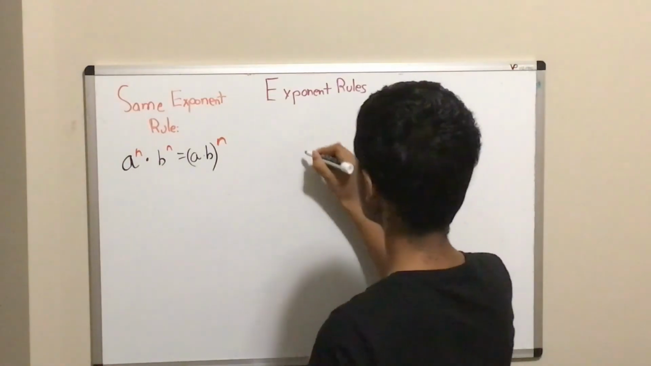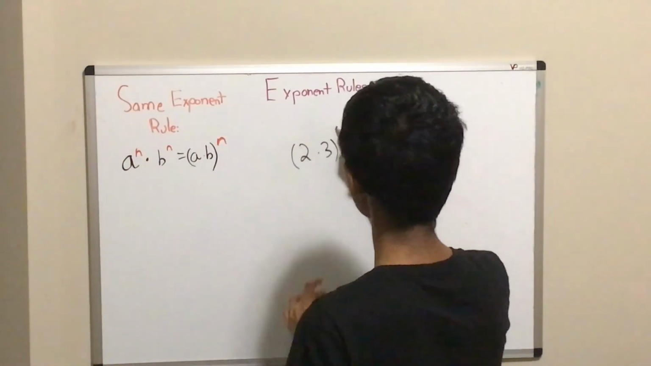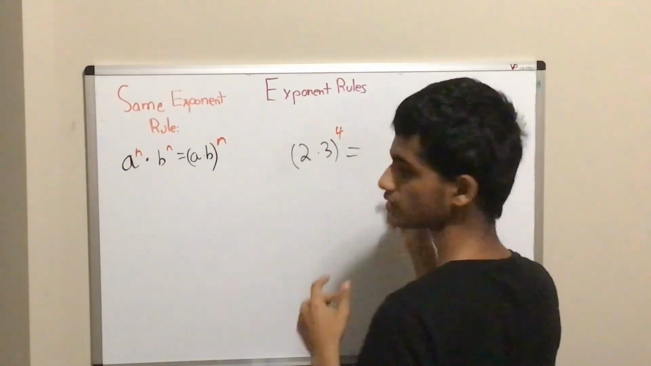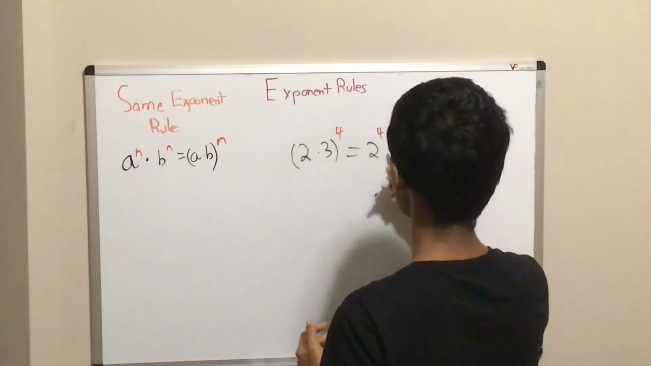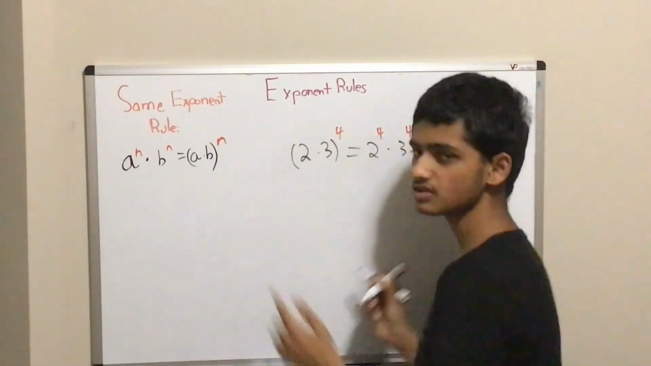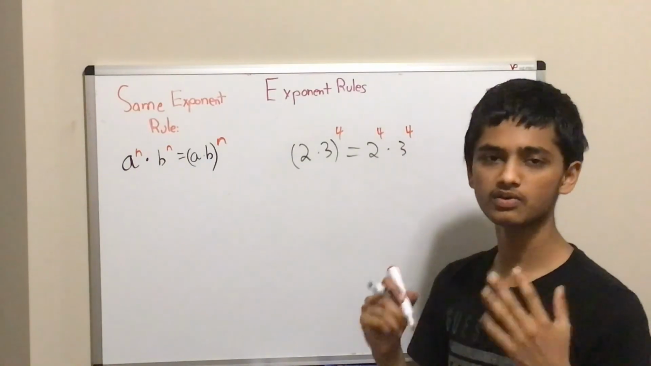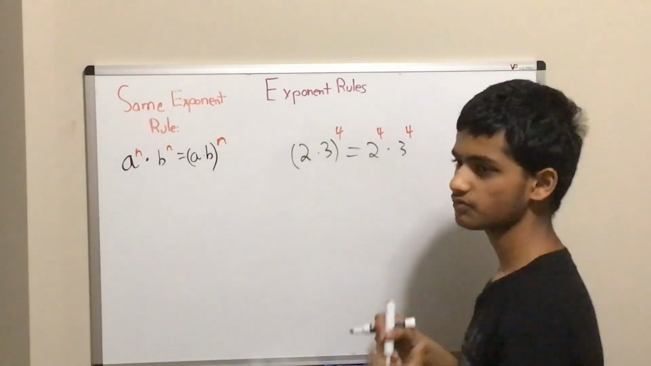And another key thing to note from here is that we can do the opposite. So suppose I had 2 to the power of 4 times 3 to the power of 4. That would be the same thing as 2 times 3 to the power of 4. And the opposite of this is really handy when we're dealing with bigger and more complicated exponent terms.